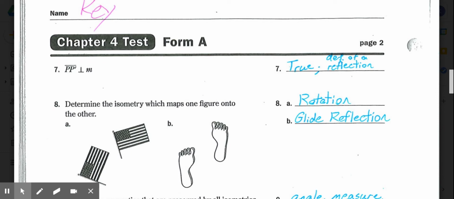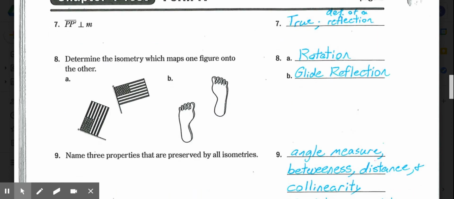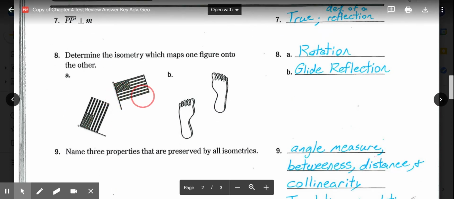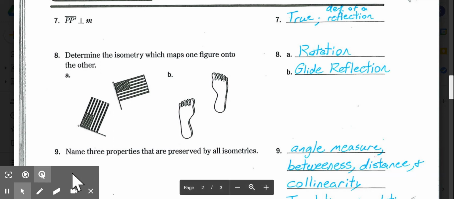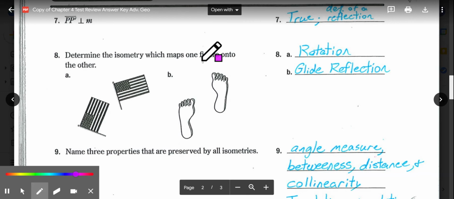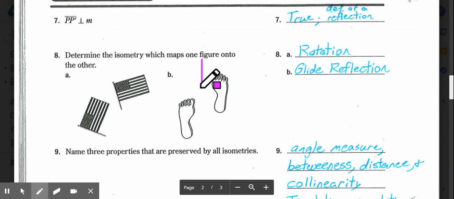In 8, determine the isometry which maps the figure onto the other. So in A, obviously they're just starting to spin that flag. So that would be a rotation. And in B, to go from one foot to the other, you can see the big toe flipped. So my orientation changed. So I know it's a reflection. But if it was a reflection, this foot would end up right here. So because they flipped and then they slid it, it would be a glide reflection.